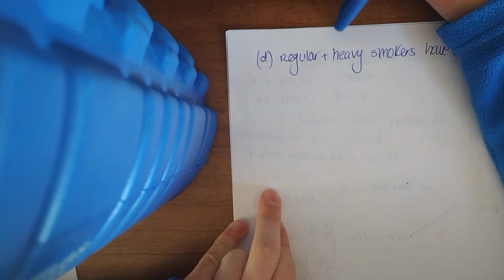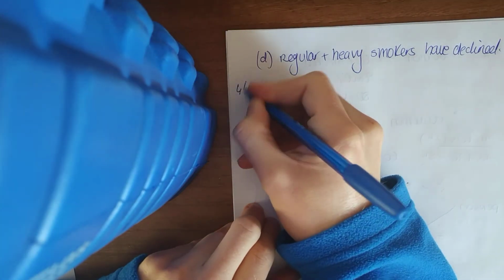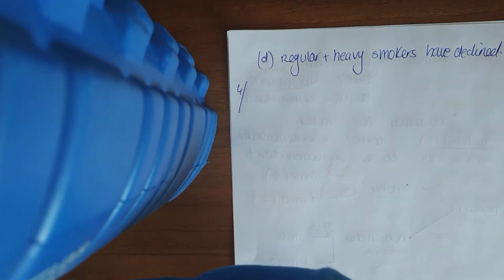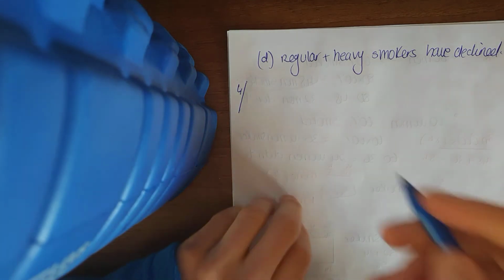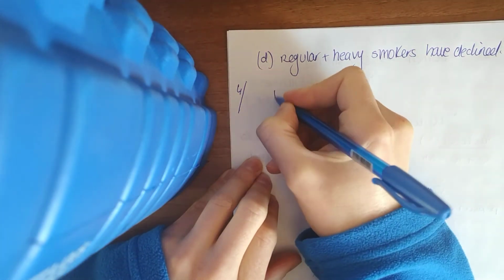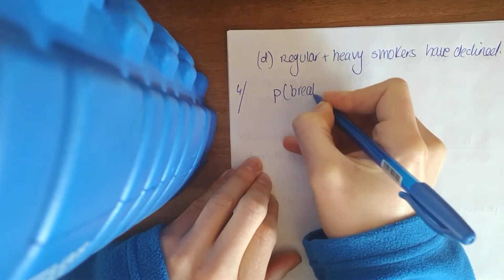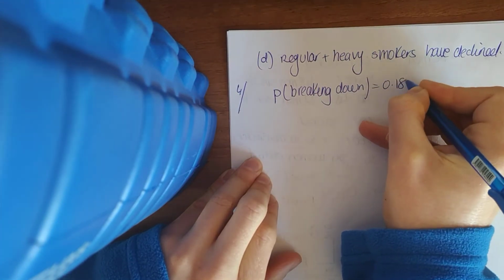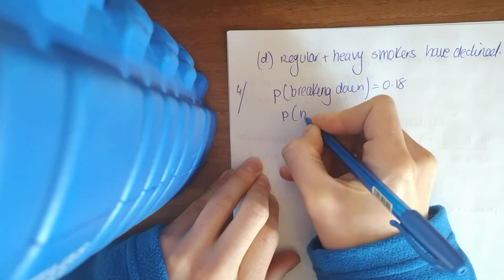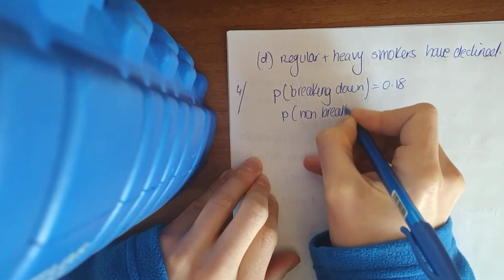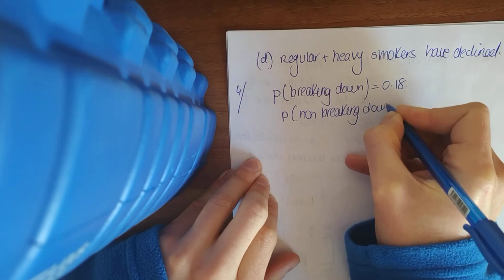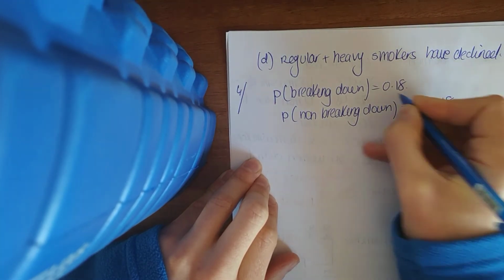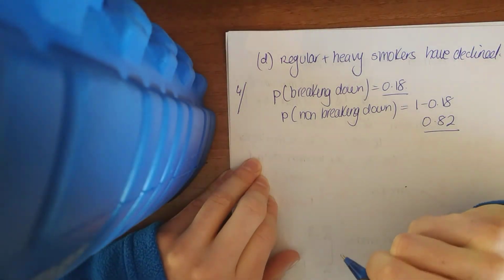Right, question 4. I'll do the probability ones with you. The probability of a certain make of car breaking down within 2 years is 0.18. So write that English into the maths. Probability of breaking down is 0.18. So the probability of keeping going or not breaking down is 1 minus 0.18, which is 0.82. These are the 2 important bits of information we take from that.